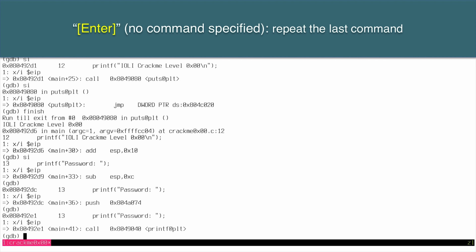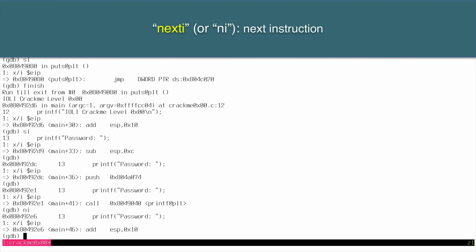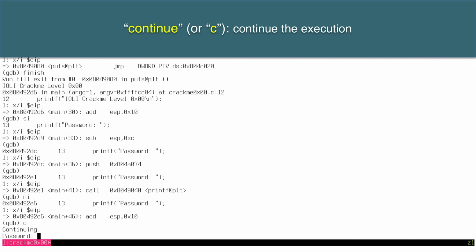Let's continue to execute until we see another call instruction. You can simply type enter to repeat the last command. At this point, we'd like to stop at the next instruction instead of following the call instruction. So type nexti, or shortly ni, to proceed to the next instruction. Let's continue to execute by typing c.